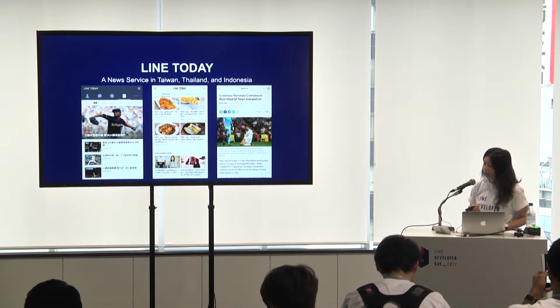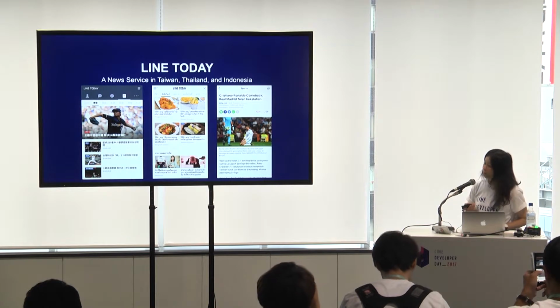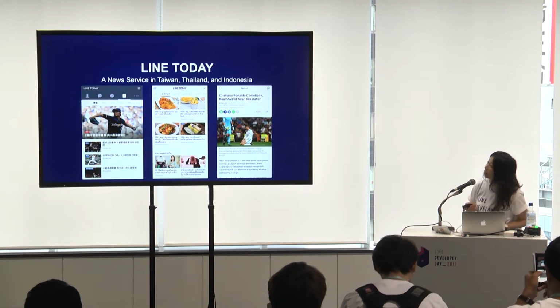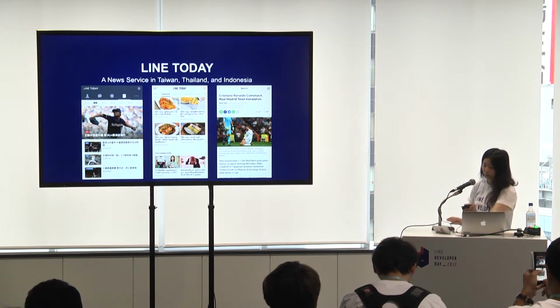Line Today is a service providing news content for Taiwan, Thailand, and Indonesia users. As you can see in the first screenshot, Line Today can be found in the fourth tab in the Line app. Articles are organized by category on the home page. Going to the article page, users can read detailed contents and can comment on articles to interact with other Line users.